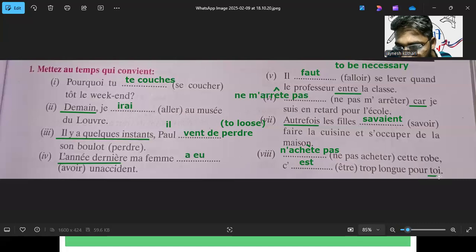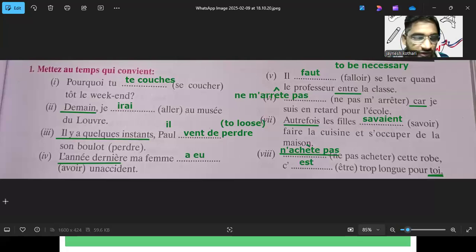Students, over here it's toi. So the command has to be in the tu form. This command has to be compulsorily in the tu form in this sentence, because they've used toi over here. So, do not buy this dress. It is too long for you. Is that okay?